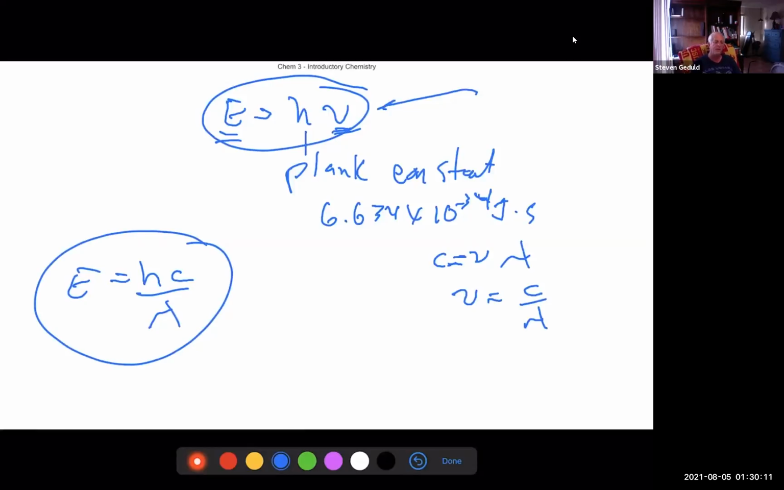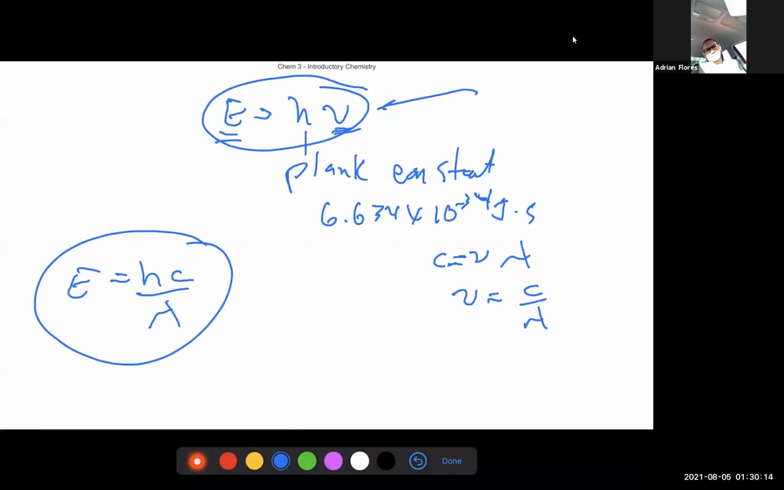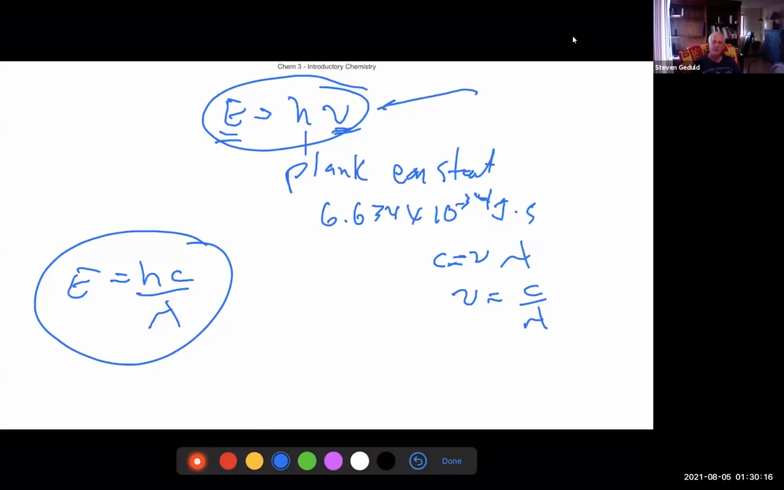So if you're given the frequency, you can solve for the energy. If you're given the wavelength, you can solve for the energy. Whatever we need to do, we can solve for it. I'll do a couple examples there.